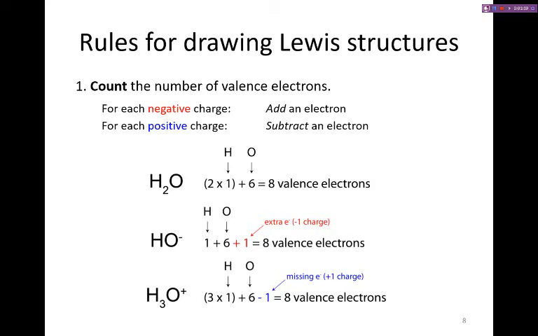And so if we have hydronium ion that has 3 hydrogens for 3 electrons, 1 oxygen for 6, that gives you 9. And then you take 1 electron away due to the positive charge. Hopefully the effect of those charges makes sense. If a substance has a negative charge, then it has to have had an extra electron. And if it has a positive charge, then it's deficient in electrons. So you're pulling 1 away.